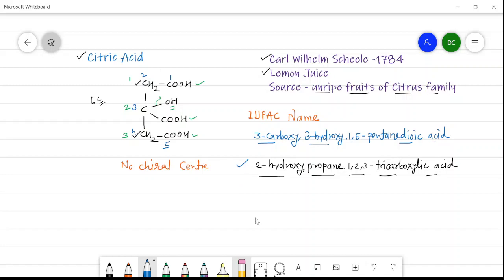Now see the methods of formation of citric acid. Only one method we will discuss here, that is from glycerol.